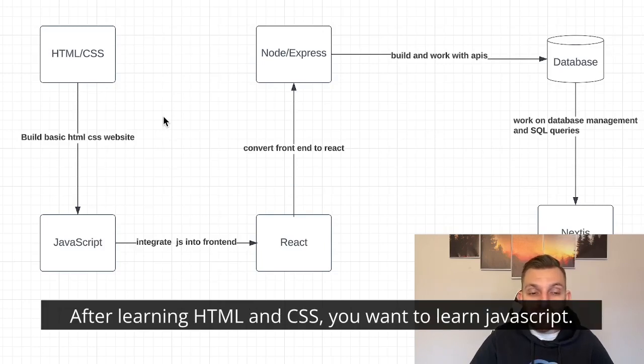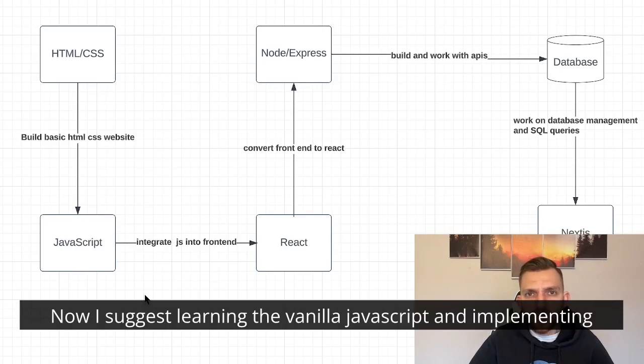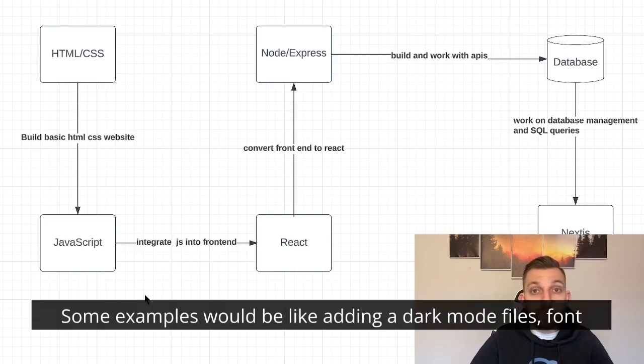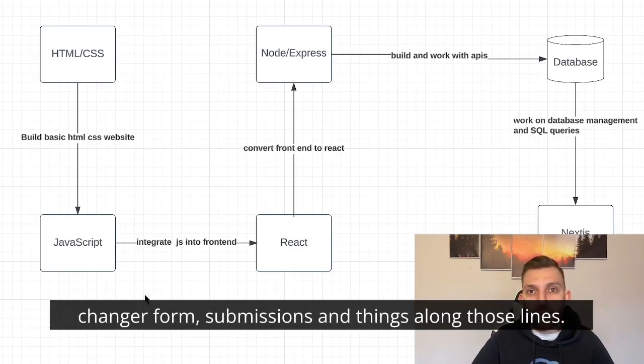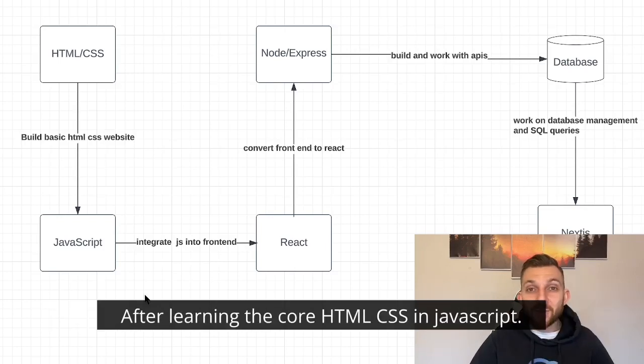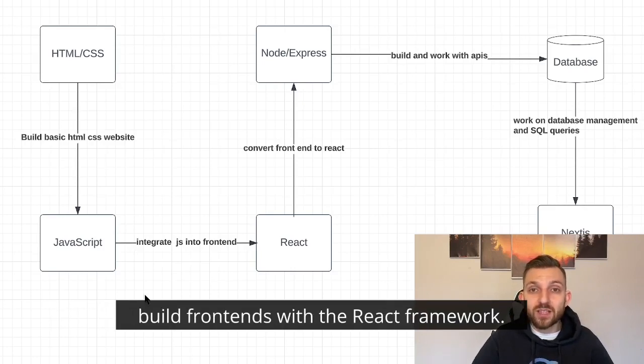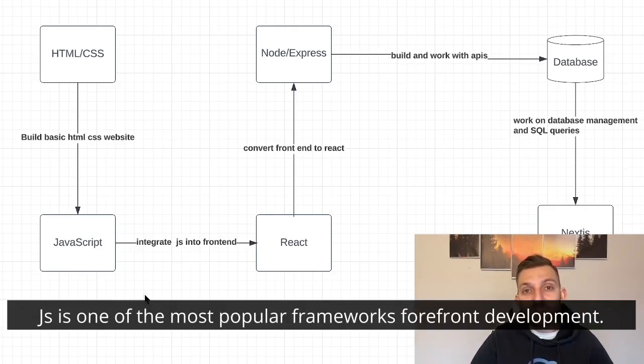After learning HTML and CSS, you want to learn JavaScript. Now I suggest learning vanilla JavaScript and implementing JavaScript functions into the front end. Some examples would be adding a dark mode, a font changer, form submissions, and things along those lines. After learning the core HTML, CSS, and JavaScript, I suggest moving into React and learning how to build front ends with the React framework. React.js is one of the most popular frameworks for front-end development currently.